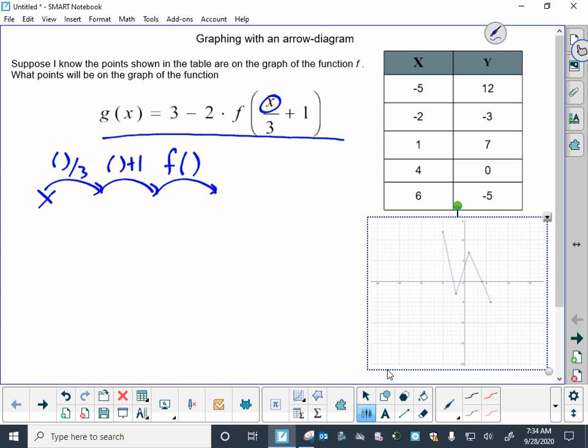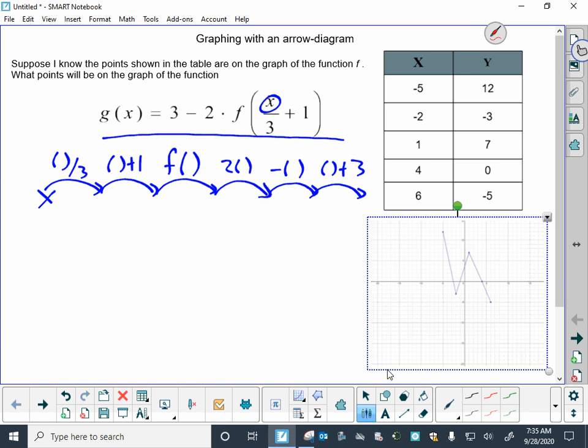That x over 3 plus 1 then goes into the function f. Okay, I only know about these 5 points on f, but I know exactly those 5 points on f. Then I'm going to multiply it by 2. The way I always do with the subtraction stuff is get that multiplier, do a sign change, and then add 3 on. So this is the arrow diagram for the function g. g takes all of those steps.